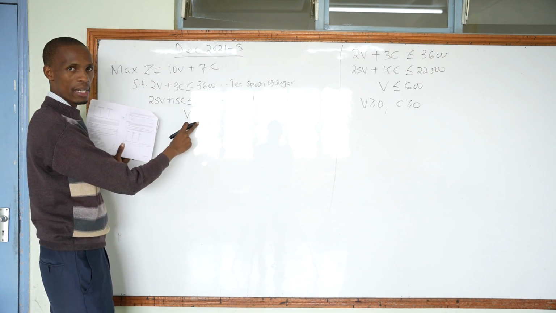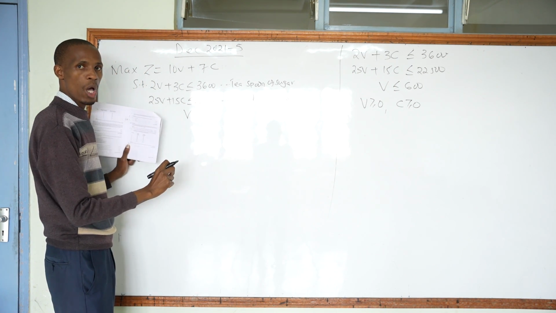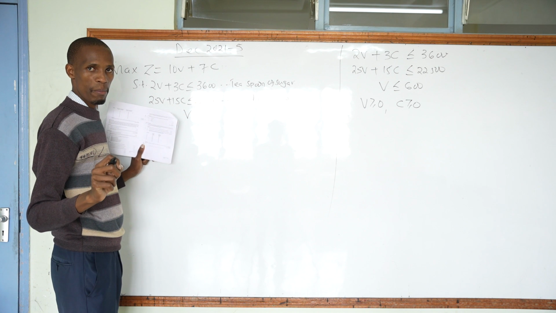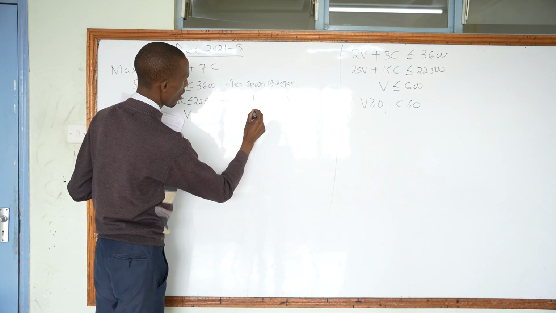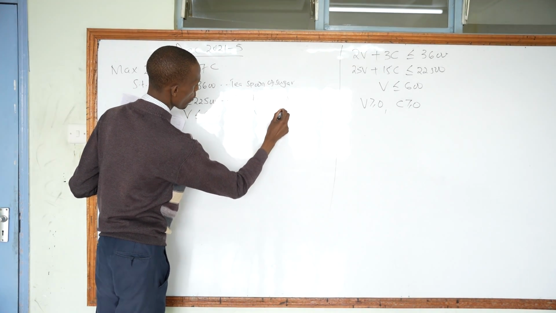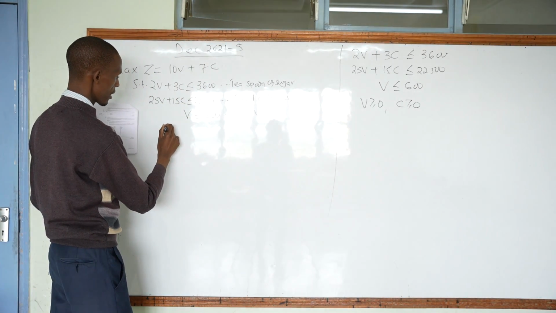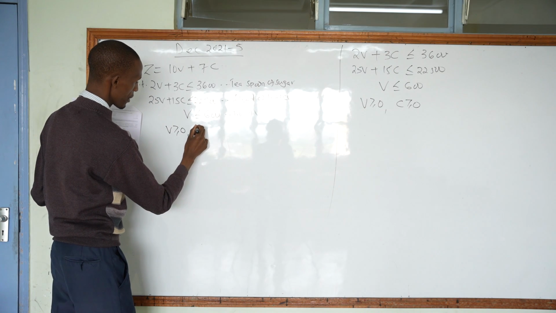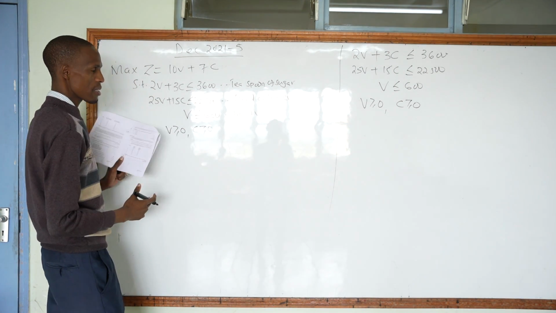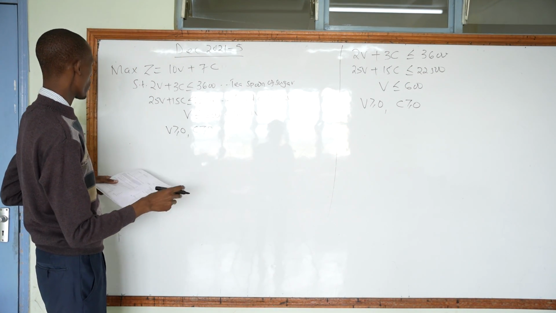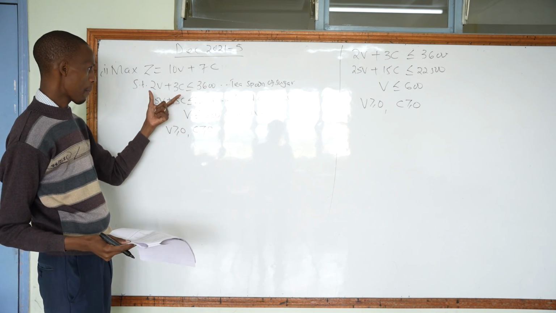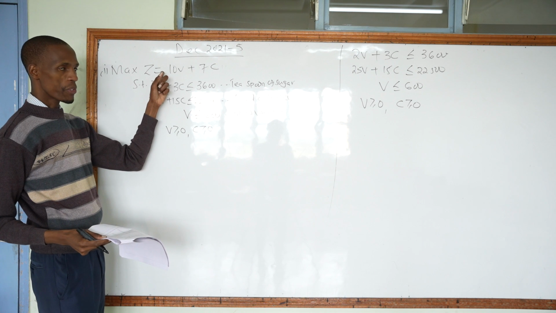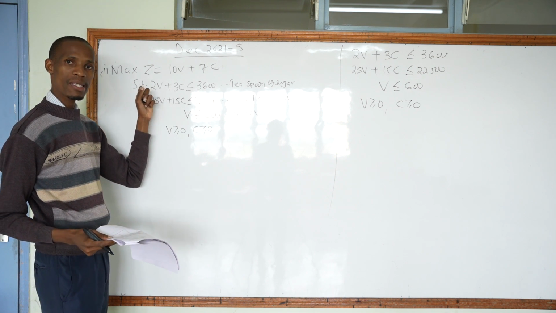V less than or equal to 600. Why are we using less than or equals to? Because you cannot exceed the available, the given one. So in this case, it will be the number of vanilla. Then you bring the issue of non-negativity, that is V and C greater than or equal to 0. So this is the complete linear programming model, which now answers part number 1.